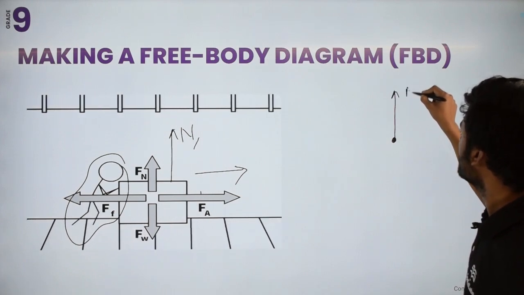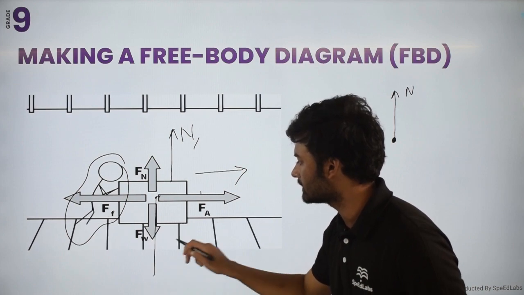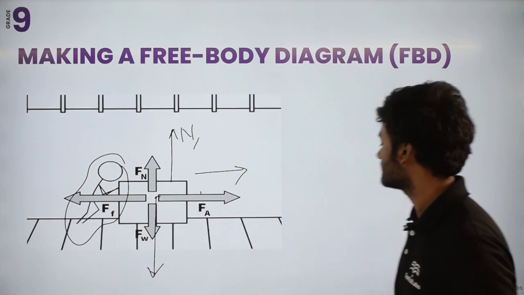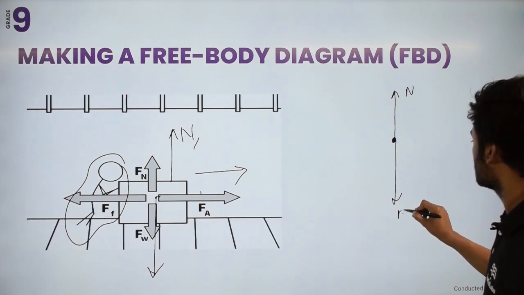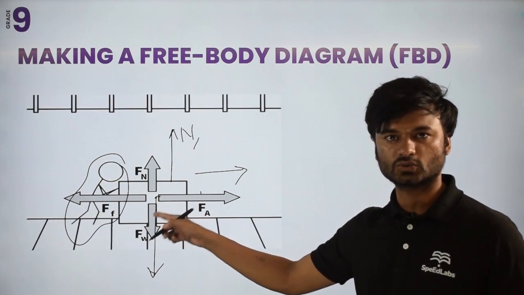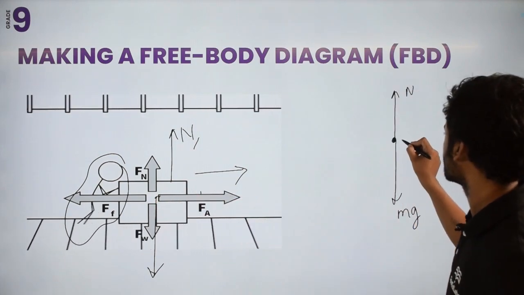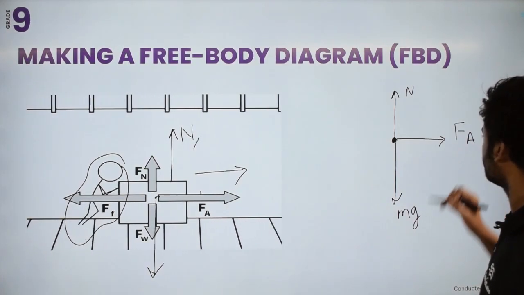Now this block is attracted by our Mother Earth in the downward direction, that is mg. So this is my mg. Now this man is applying some force to this block in this direction. So this will be the force applied by this man.